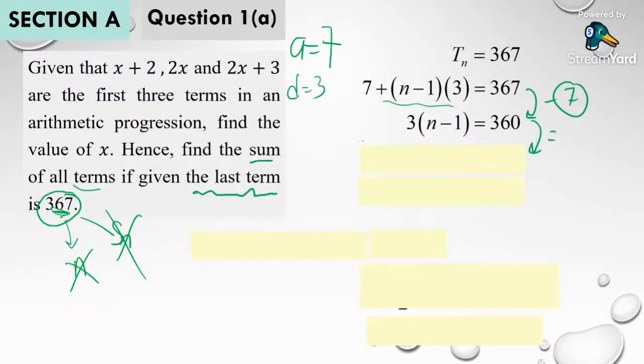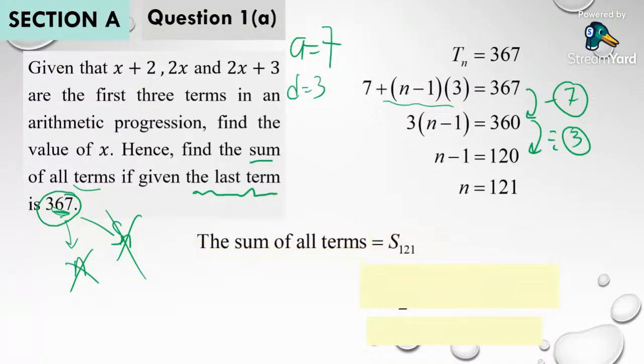Followed by, we divide 3 on both sides. So we have answer n is 121. Okay, 121 here is trying to tell you that there are 121 terms. Ada sebanyak begitu banyak punya nombor. So the sum of all the terms in this progression is actually equal to S121, the sum from the first until the 121st term.